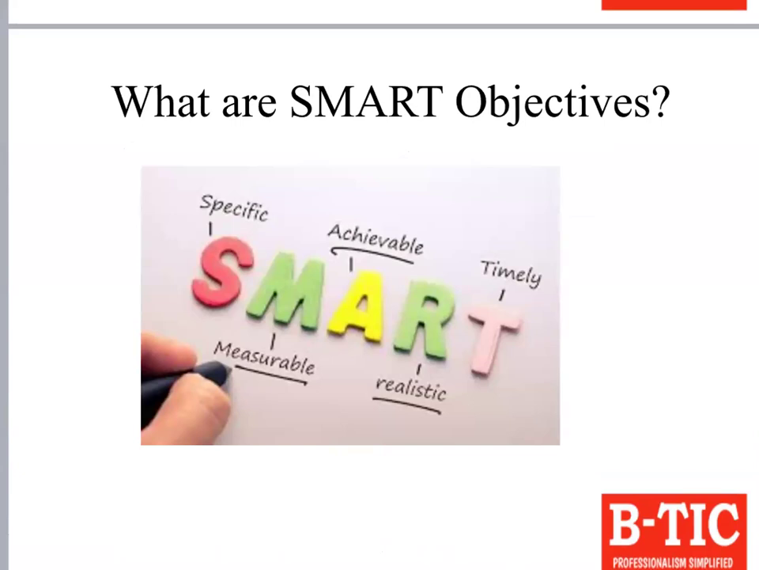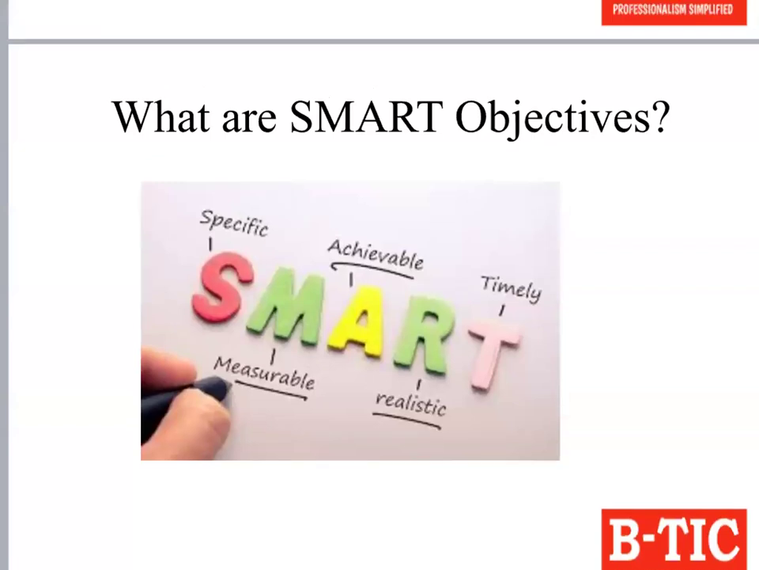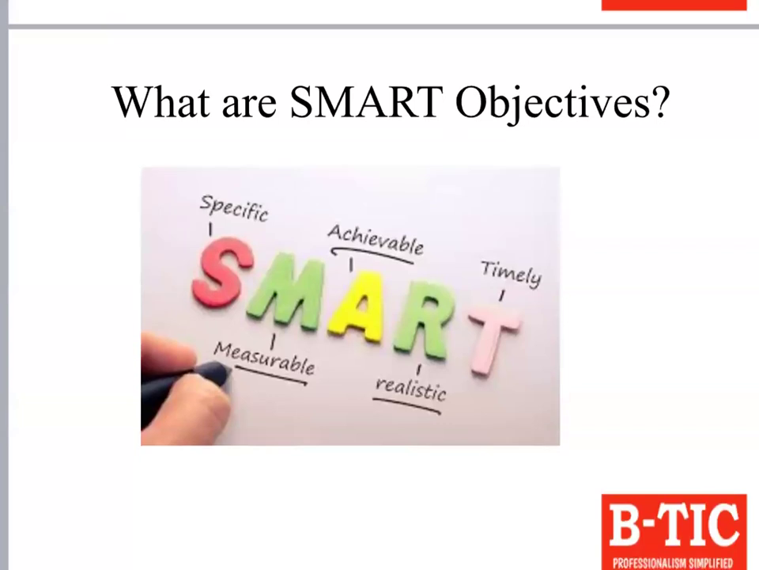specific, number two measurable, number three achievable, number four realistic, number five timely, time specific. So what is the meaning of specific, and what is the meaning of measurable, achievable, realistic, and timely? Let's have a look at all of those using some examples.